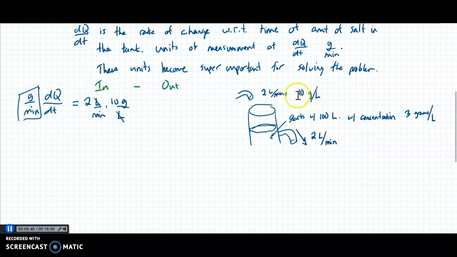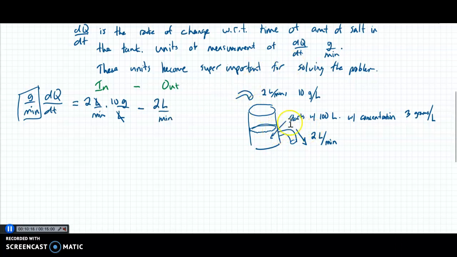And that's the in, that's the information for what's coming in. So I have figured out what grams per minute is for the thing that's flowing into this tank. Okay, so now let's do it for the out. For the out, look, I know it's going out at 2 liters per minute, same as it was here. So minus 2 liters per minute.